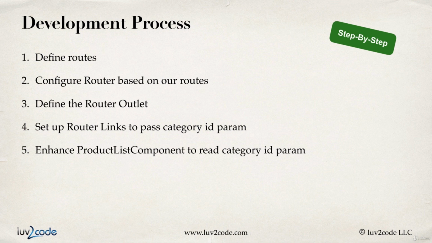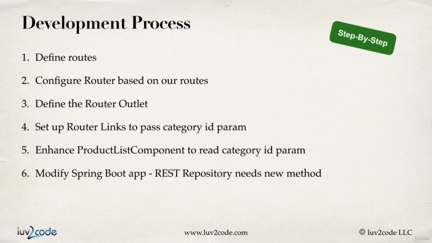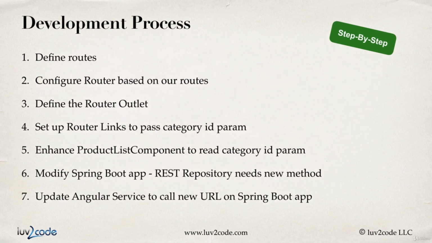Next, we'll enhance our product list component to read the category ID parameter. And we'll also modify our Spring Boot application because the REST repository needs a new method for handling category ID. And then finally, we'll update our Angular service to call the new URL on the Spring Boot app.